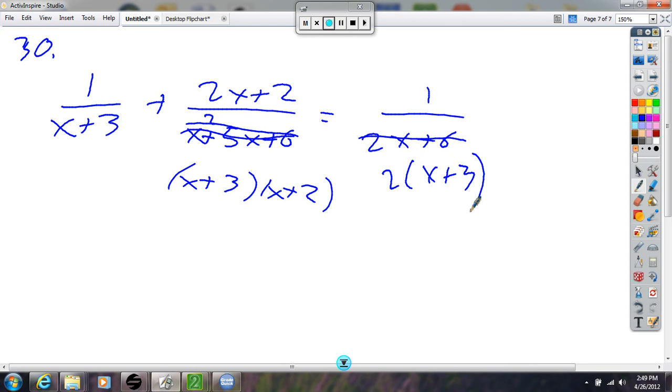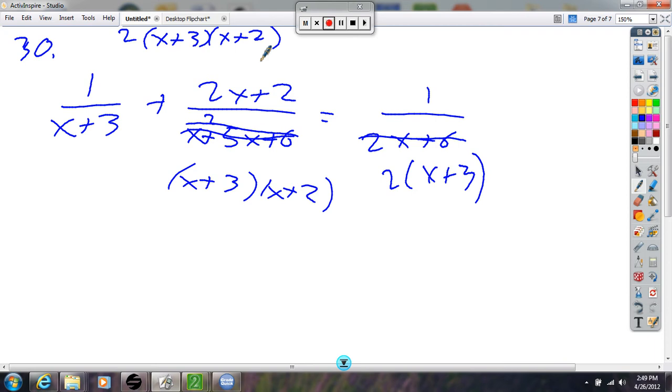But I don't have an x plus 1, so that's not going to work. All right, next. So what's my common denominator? I need both of these, right? So I need an x plus 3, and I need an x plus 2. Is there anything extra here? Is there anything extra over here? The 2. So I need a 2 also. All right, so there's my common denominator.